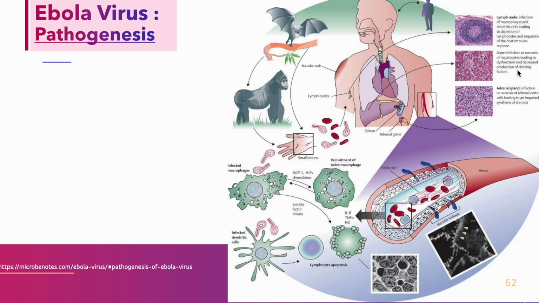And for the liver, the virus can cause liver infection and necrosis, so it decreases the production of the clotting factors. When there is hemorrhage, the clotting factors are decreasing, and lack of clotting factors leads to hemorrhage. For the adrenal gland, the synthesis of the steroids will be decreased because of the abnormality or impairment of the cortisol cells.